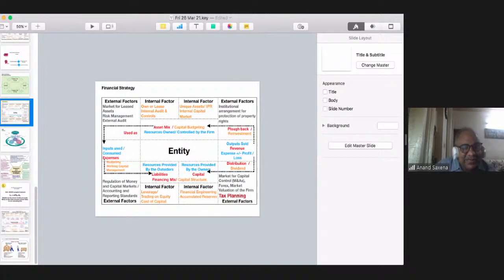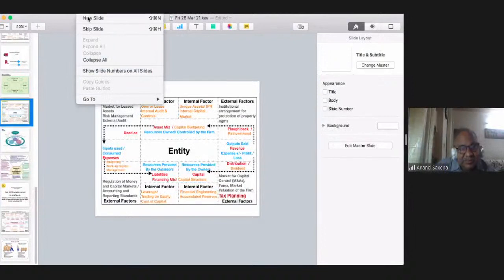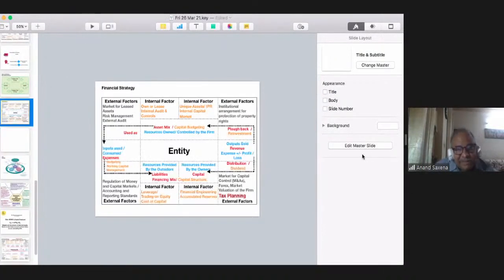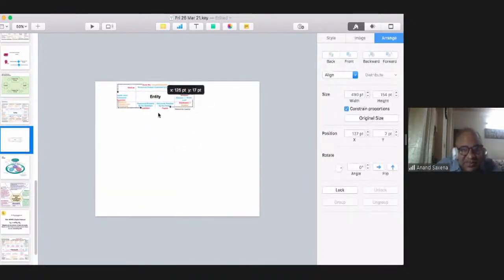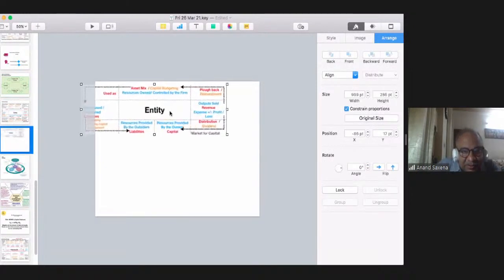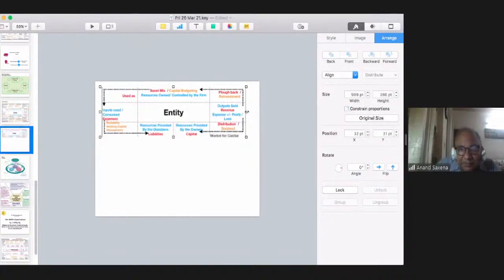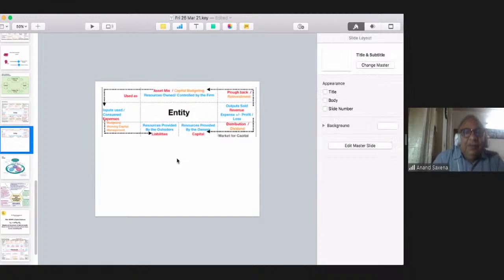I think I need to create another slide here for better explanation. What I will try and do is just extract this part. So I have just extracted the part from that. Now, this figure captures the five elements around which the entire accounting and financial management is based.